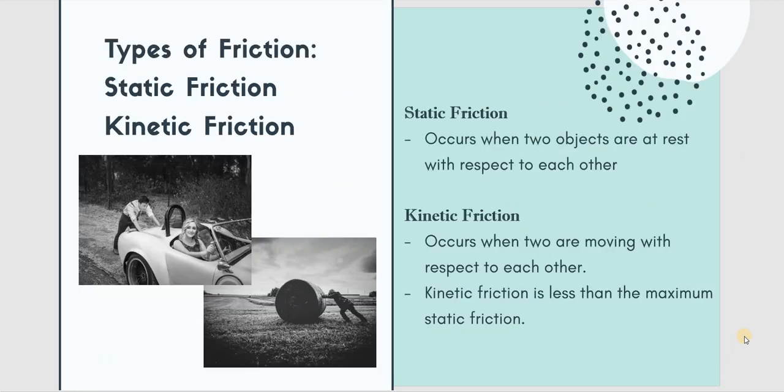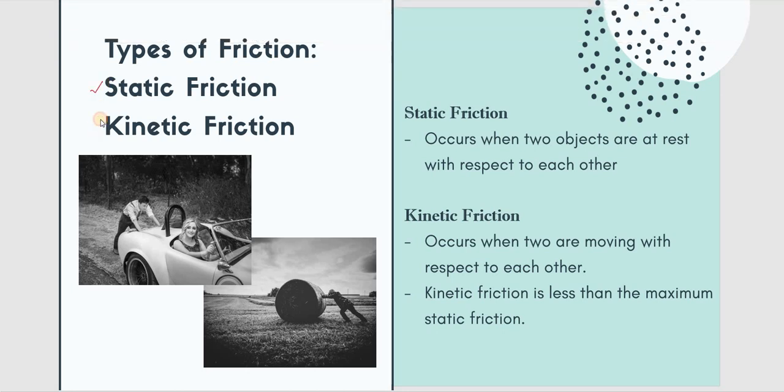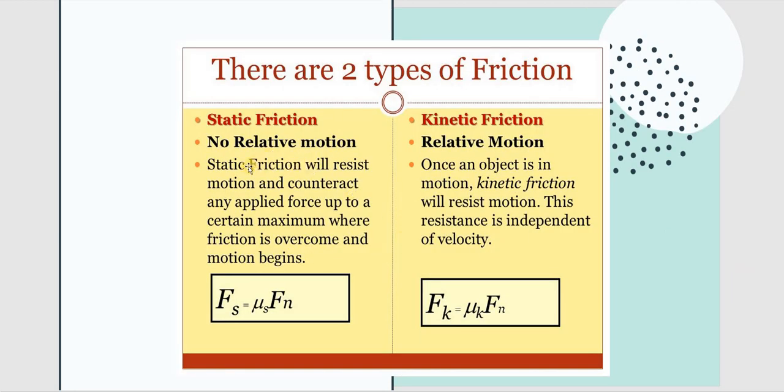Next, we have two types of friction: static friction and kinetic friction. When we say static friction, this occurs to objects that are at rest. Kinetic friction is relative to the motion of the object, so this is for moving objects. For static friction, there is no relative motion, of course, because it's at rest. Static friction will resist the motion of the object, so it will maintain the object in its condition, which is at rest.